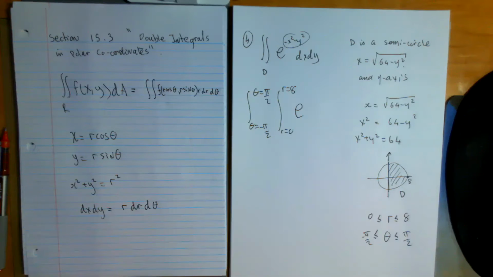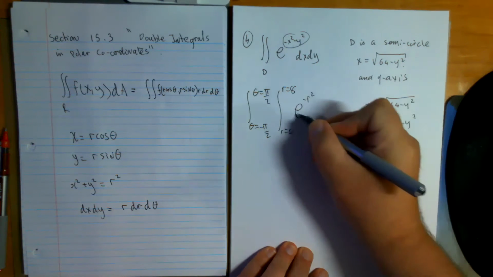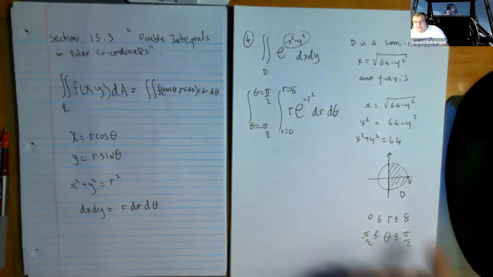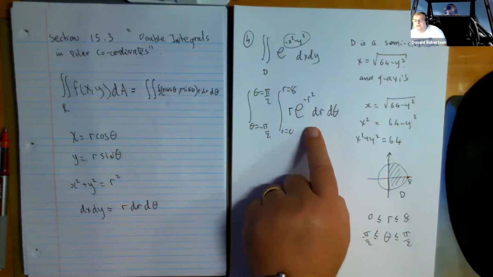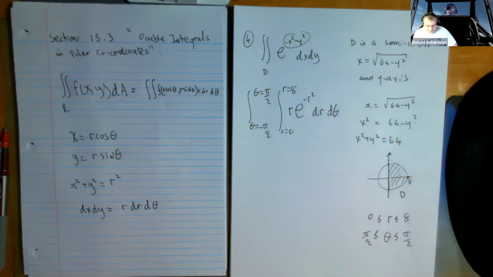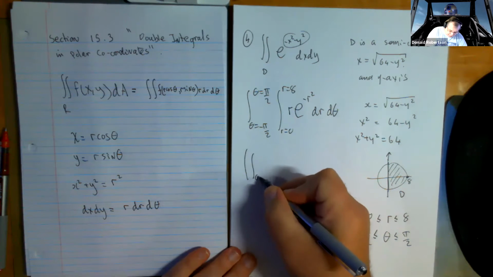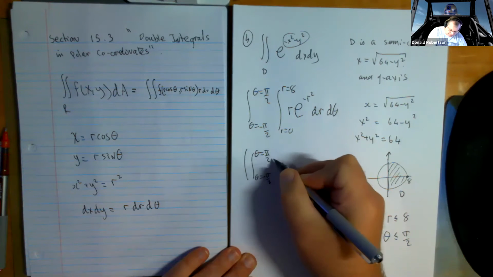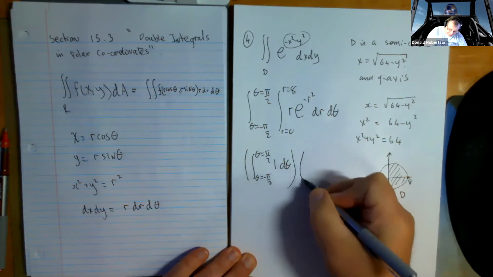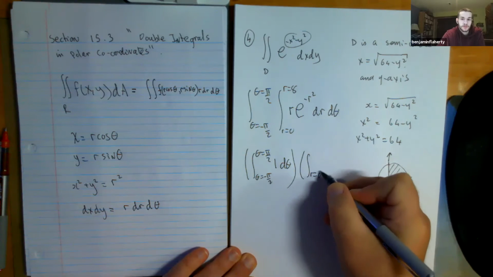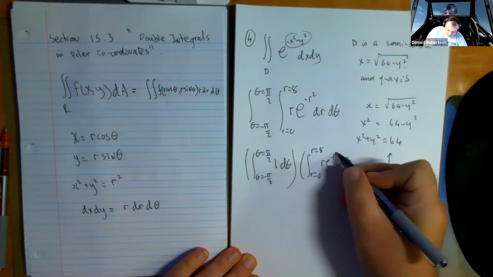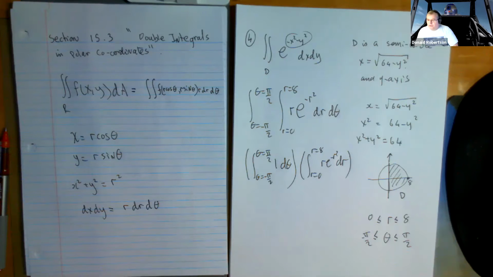Would that be negative r squared? Yep. And then you're going to have an r dr d theta. Is this a variable separable situation? In fact, isn't it just another one of those where the theta gets the number 1? It's just like the last problem, except the r squared is negative. Pretty much. So that's going to be a u sub, and off you go and do what you need to do.